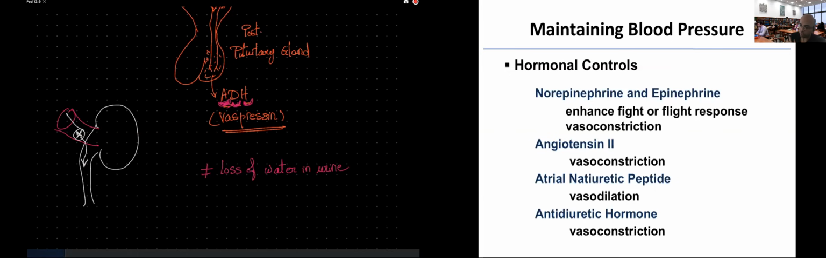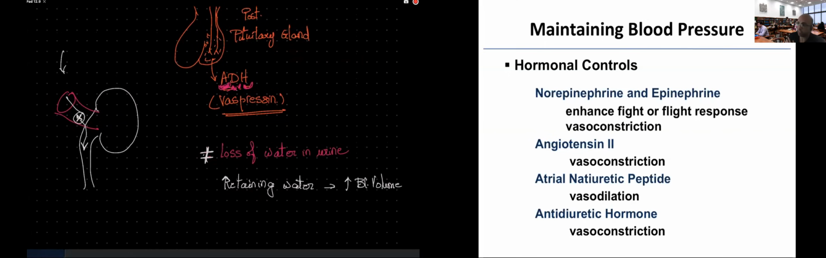So what happens to my blood volume if I have prevented the loss of water in the urine? Do you have a higher or lower blood volume? Increase. I'm taking water, but I'm not losing it out in the urine, so I will be retaining the water. And as a result, I will have an increase in my blood volume.